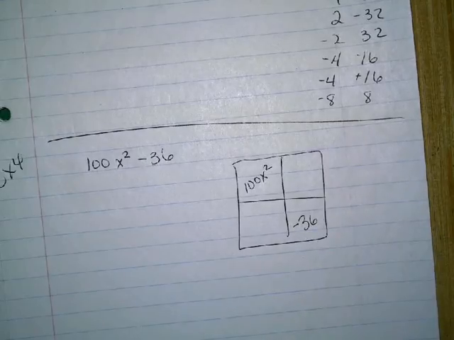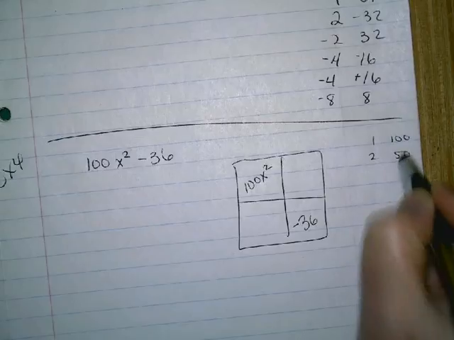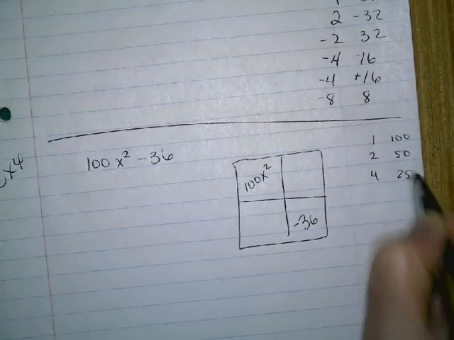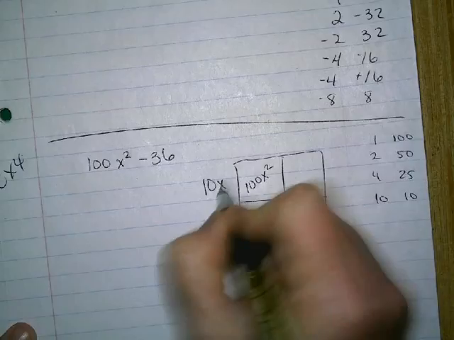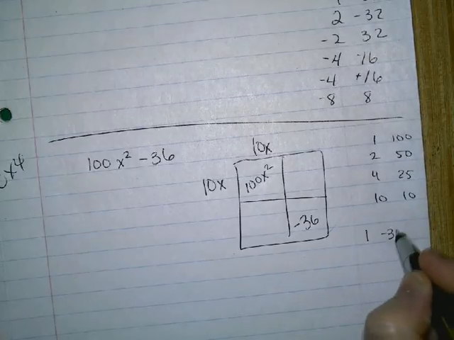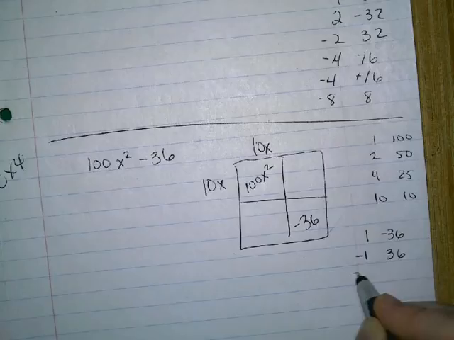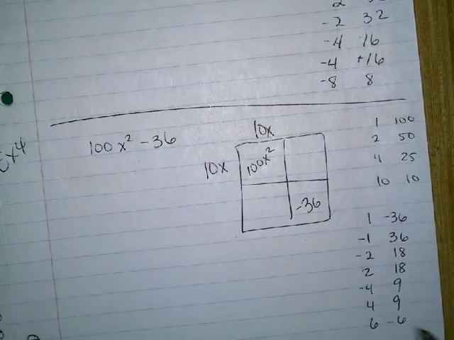Okay, what are the factors of 100x squared? 1 and 100, 2 and 50, 4 and 25, 10, 10. Which pair do you want to use? 10 and 10. Okay. What are the factors of negative 36? 1 and negative 36, negative 1 and 36, negative 2 and 18, 2 and 18, negative 4 and 9, 4 and 9, 6 and negative 6.